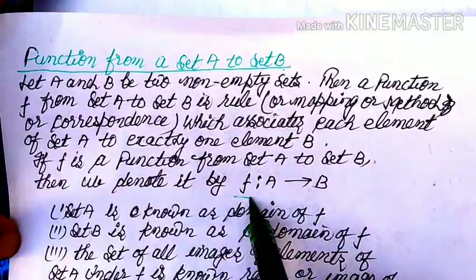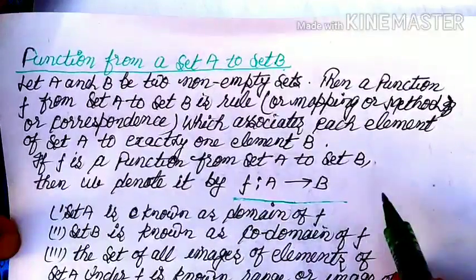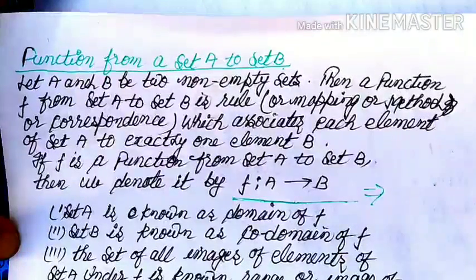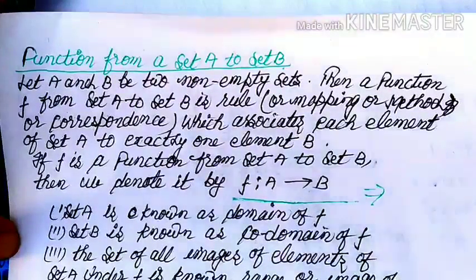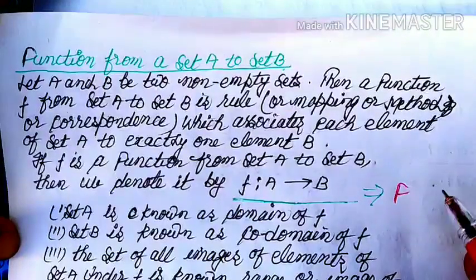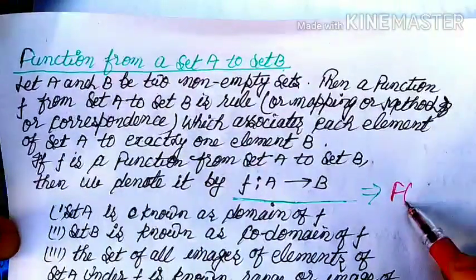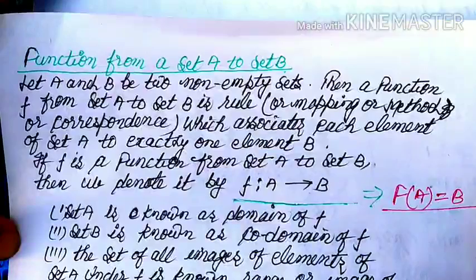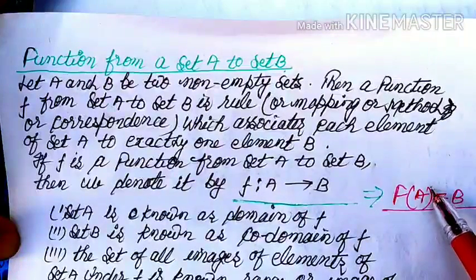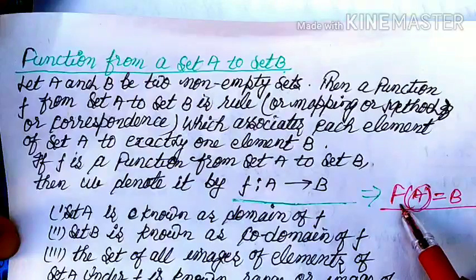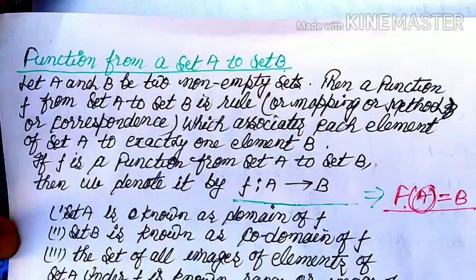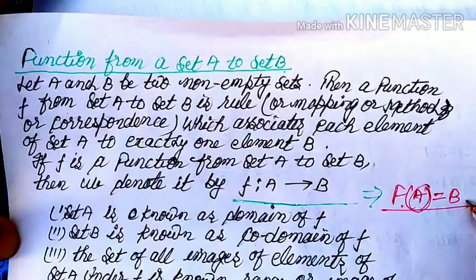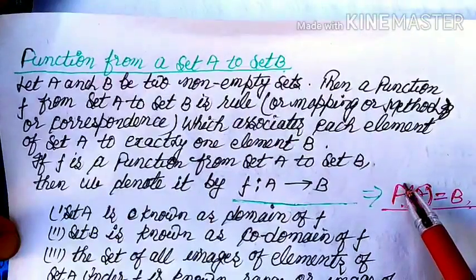So it is the notation. We write it as f: A → B. It means that if we put the value of set A in the function, then we get the value of set B, that is, the element of set B under f.